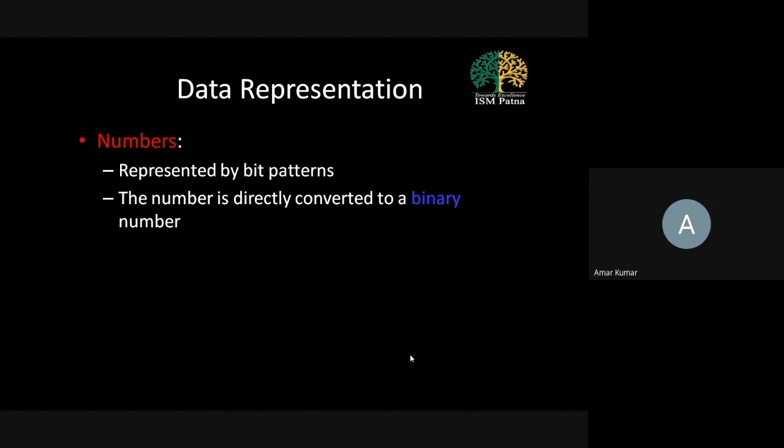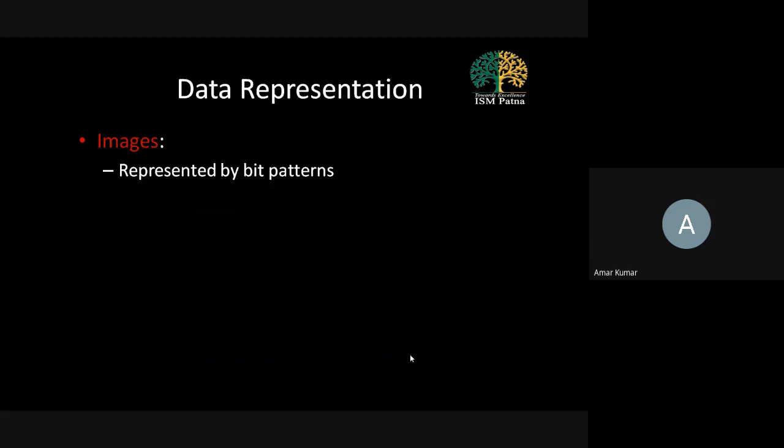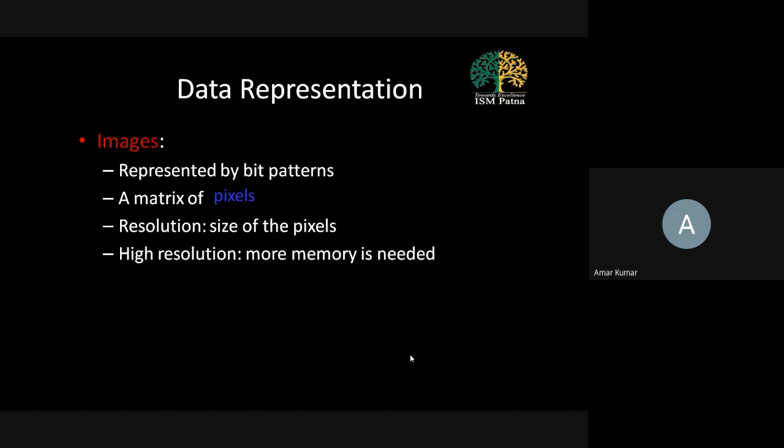The number is directly converted to a binary number. Images are represented by bit patterns, a matrix of pixels. Resolution is also there, the size of pixels. High resolution means more memory is needed. If the pixel value is less, the resolution is low. If the pixel value is high, resolution is high. So pixels are mandatory for any images. Each pixel is assigned a bit pattern.